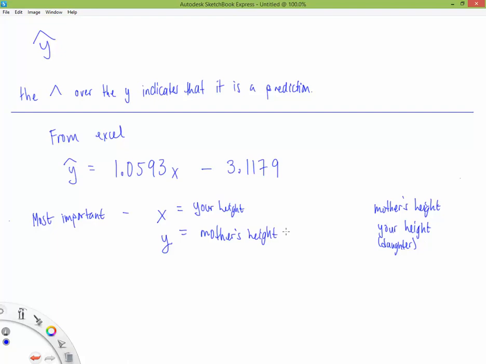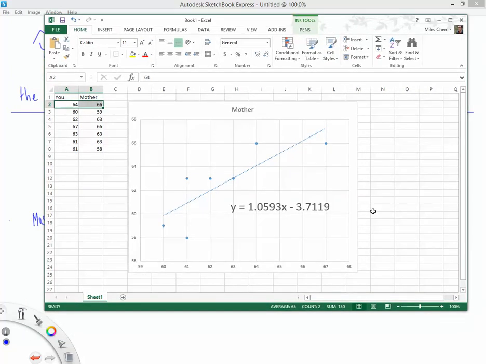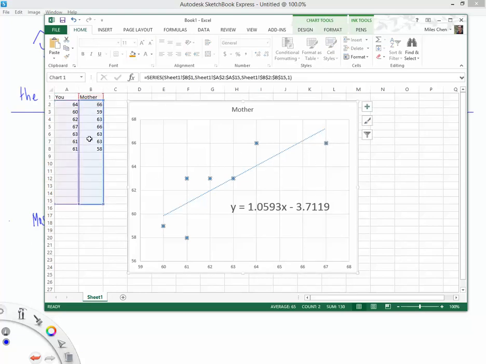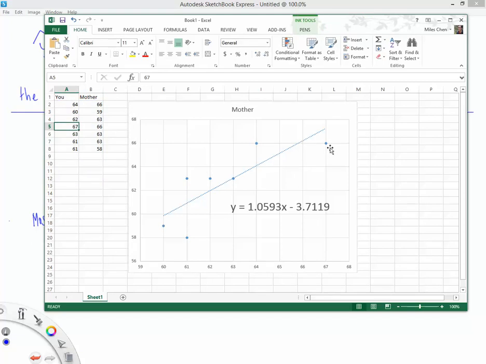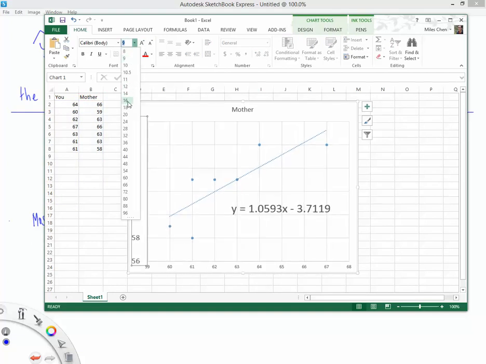Okay? Can we see that from our graph? Just looking at any one of these data points, here we have 67, 66. We see that this data only lines up with your height versus the mother's height, okay? So x is your height and 66 would be the mother's height, okay? Yes, we have a question back there. And I'm sorry, those of you in the back, I know the text is probably small to read, and I don't know how to make it that much bigger.